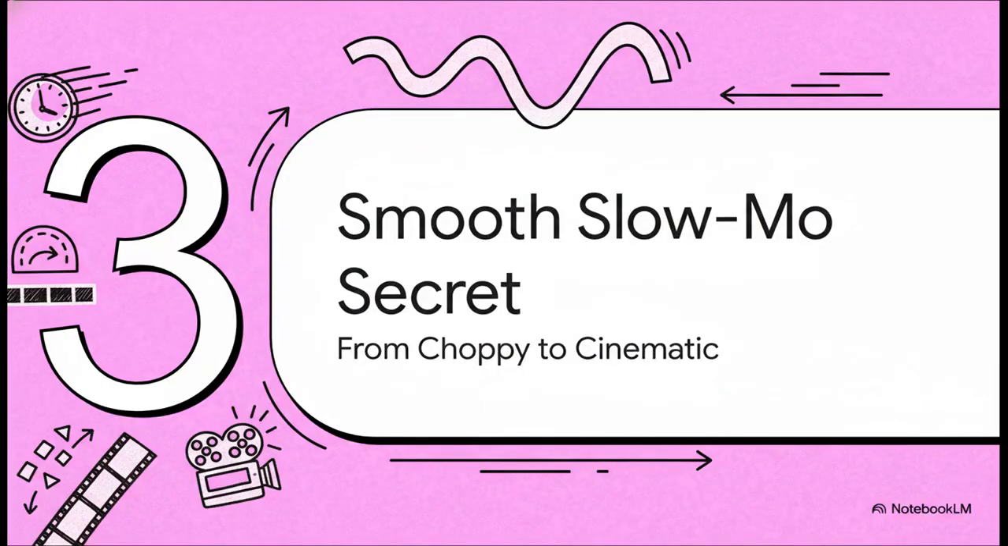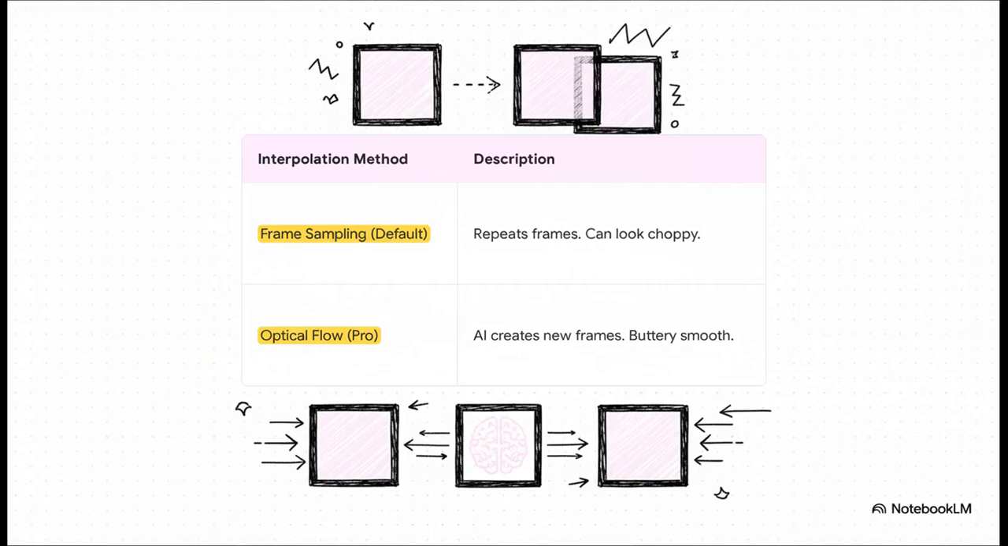Okay, so you've just built this perfect speed ramp. You're feeling good, but then you play back that slow motion part, and it looks a little choppy, maybe a little robotic. This is a super common issue, and fixing it is one of the biggest secrets to getting that true cinematic quality. So here's what's happening under the hood. Premiere's default setting is frame sampling, which basically just copies and pastes existing frames to slow things down, and that's why it looks choppy. But the pro choice is something called optical flow. This uses AI to literally analyze the motion between two frames, and then it creates brand new frames to fill in the gaps. The difference is absolutely night and day.